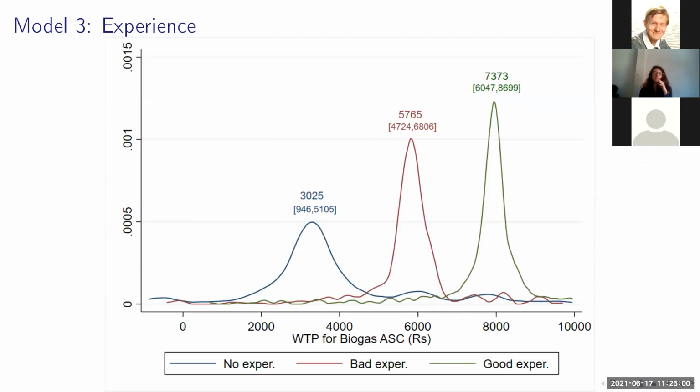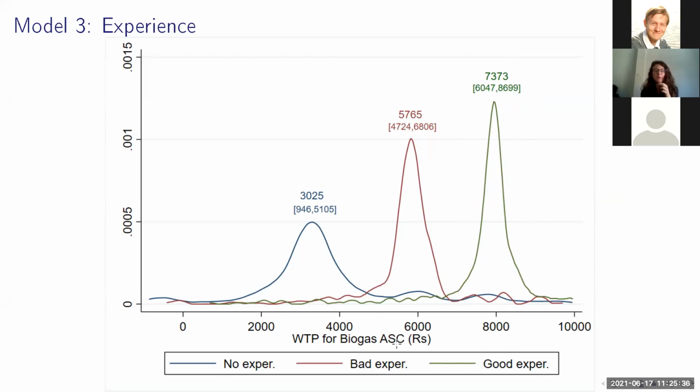Then we look at what explains the heterogeneity in willingness to pay for biogas, because in the previous figure we could see that it's a very spread out curve. So we divide the sample by the experience level of the household and interact it with the biogas alternative specific constant. And we find that households that have had good experience with the biogas system, so their biogas system never broke down, have the highest willingness to pay. And it's a quite precise estimate, with very low standard deviation.